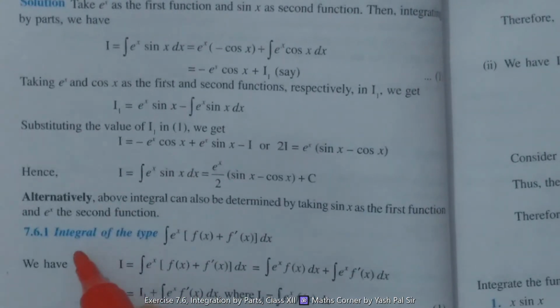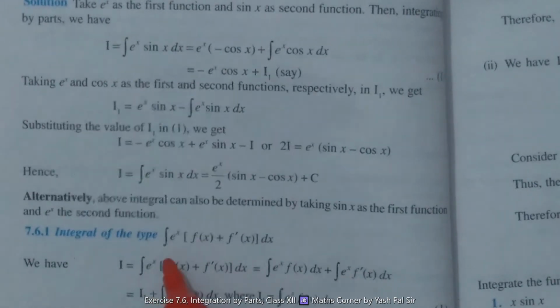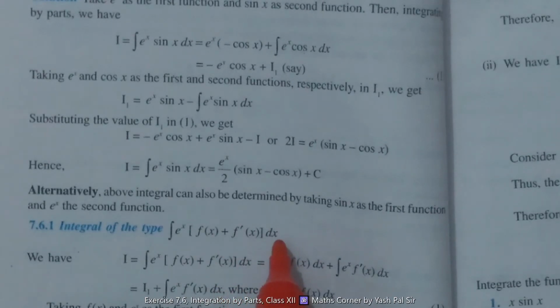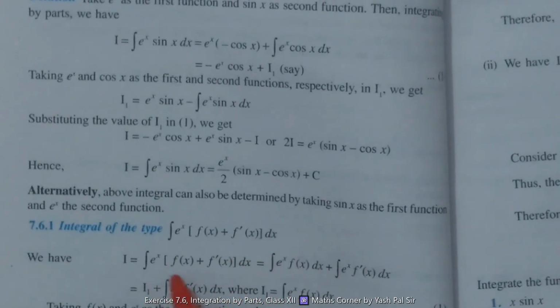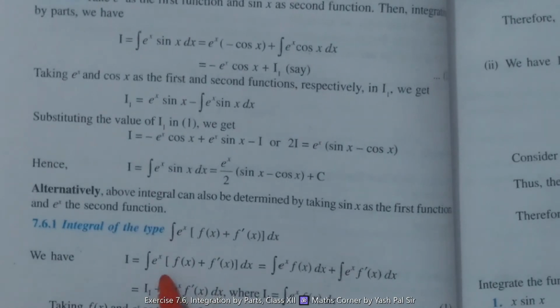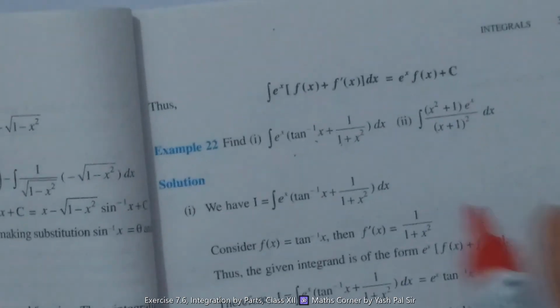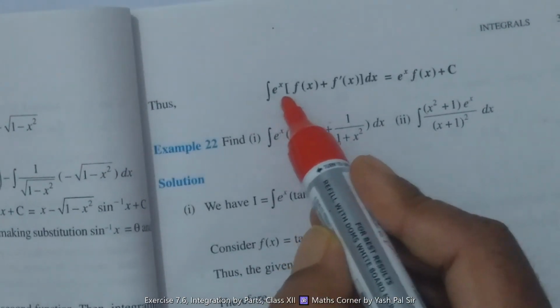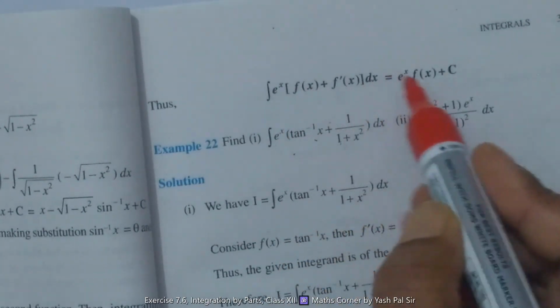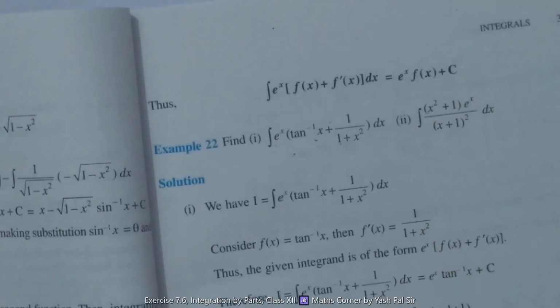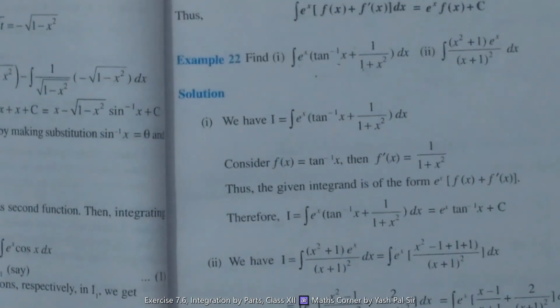Now discussing integrals of the type e raised to power x into f of x plus f dash x. Here what we do, we can write this as e power x into f x plus f dash x this way. So ultimately we can apply the direct result. What is the direct result? Integration of e power x into f of x plus f dash x dx is equal to e power x into f of x plus c.